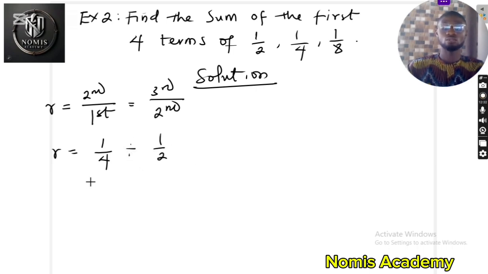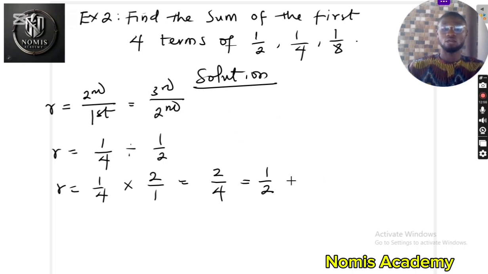So the common ratio becomes what now? 1 all over 4 multiplied by 2 over 1. 1 times 2 is 2. 4 times 1 is 4. So I will reduce to the lowest term. I will have 1 all over 2. So the common ratio is 1 all over 2. That is applicable to the third term divided by the second term.